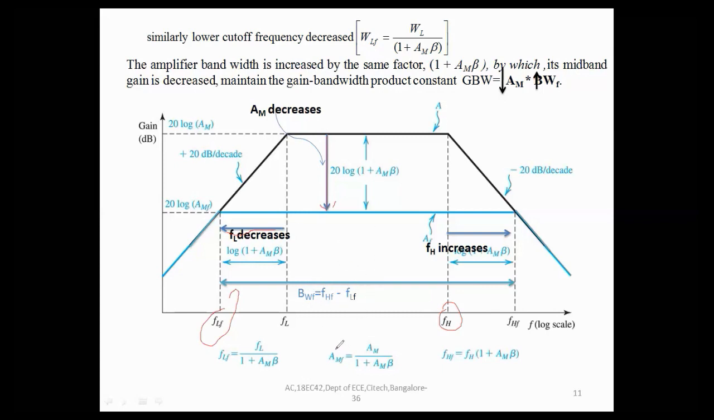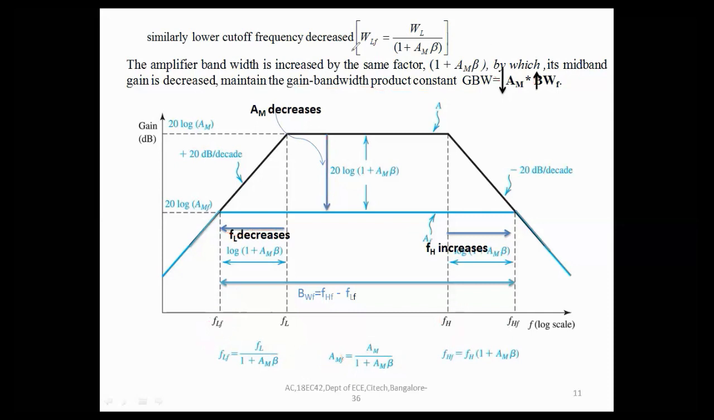See, the midband gain decreases, the higher cutoff frequency increases, and the lower cutoff frequency decreases, because it is division. Here it is multiplication, here also division. The final conclusion is that the gain bandwidth product is constant, because the midband gain is decreasing and the bandwidth is increasing. One is decreasing, the other is increasing, so they cancel, and the gain bandwidth product is always constant.